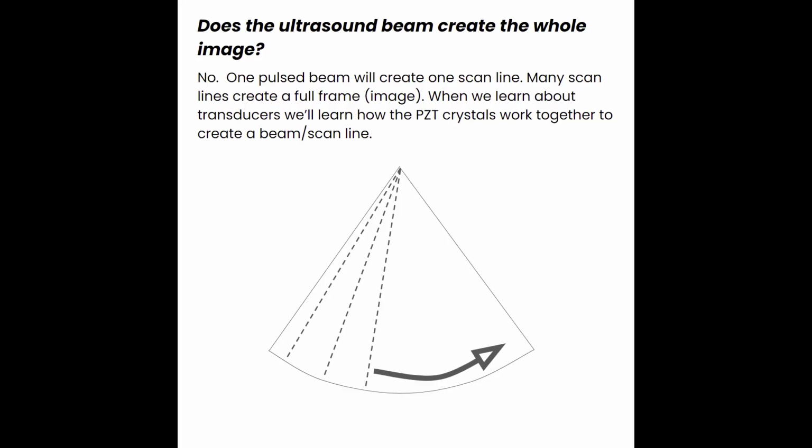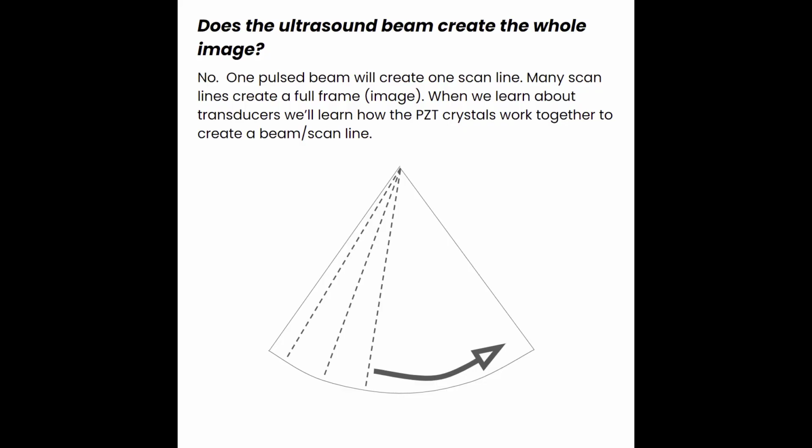What ends up happening is that one beam is going to create one scan line. And then we put a ton of scan lines together to create the full frame or image. This is also a great opportunity to point out that our modern transducers have multiple PZT crystals, not just the one crystal that we've been talking about so far. So as we learn about transducers, we're going to start to learn more about how the PZT crystals work together to create a beam or a scan line. And then we'll learn more about how the machine creates each scan line to create a full frame.